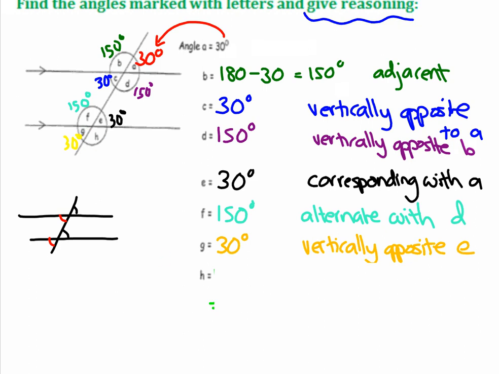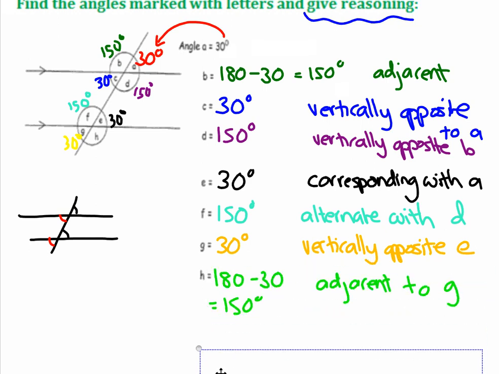30 degrees. And H, the last one, you can use almost anything. You can use that it's adjacent to E. You can use that it's adjacent to G. So they add up to 180. You can use that it's vertically opposite F, so equal. You can use that it's corresponding with D. And they're the only ones you can use because you can't use alternate interior because that's only for inside the parallel lines. And you can't use co-interior because it's not inside the parallel lines.